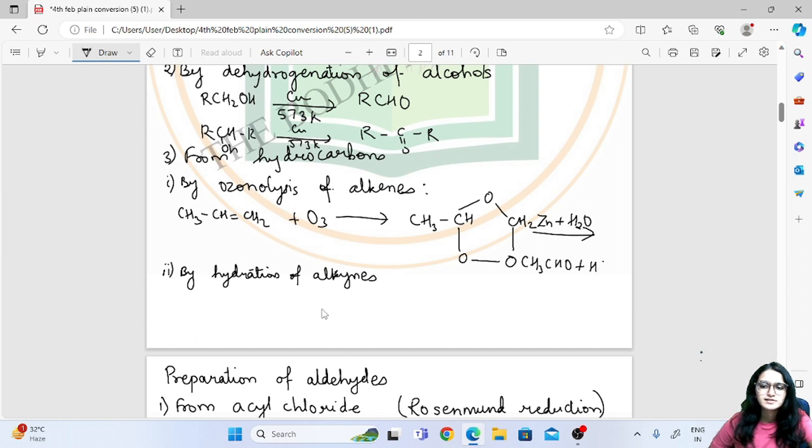CH3CHO plus HCHO. Okay, so CH3CHO is basically formed by this, and HCHO is formed from this. And later on the other atoms which remain will give us the side products. Okay, so our main products are both the aldehydes. Now here we have taken CH3CH=CH2, that is an alkene, propene, plus ozone gives us this particular compound.